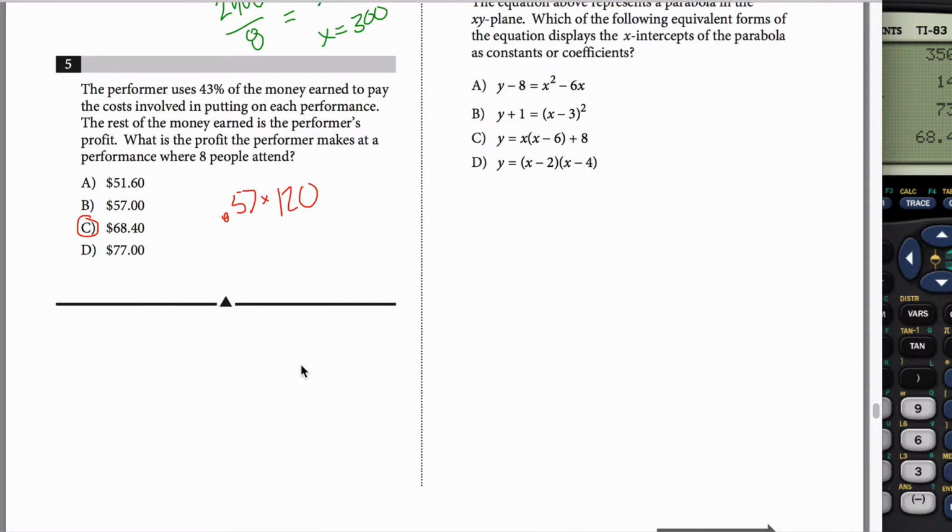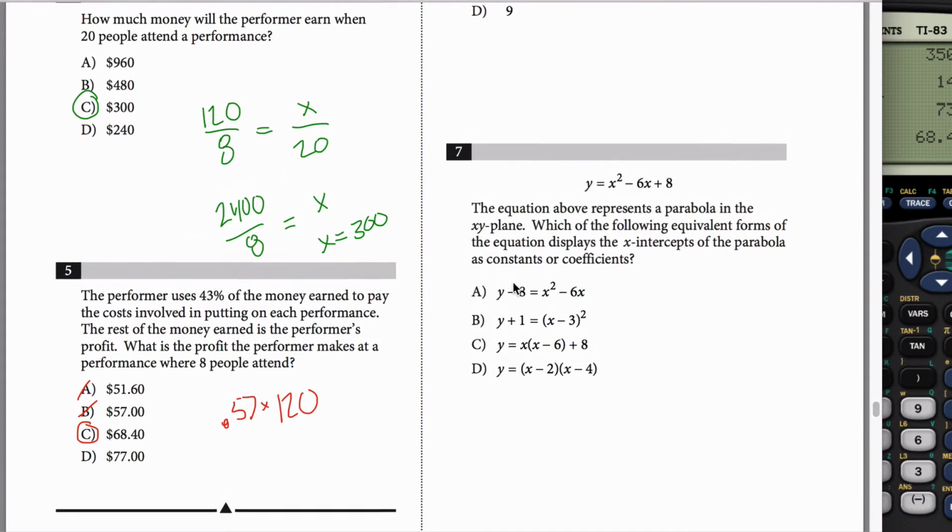You could have eliminated a few of these right off the bat. 57% is more than 50%. 50% of 120 is 60 bucks. So she's going to make more than 60 bucks. She's not getting this one or this one. So it must be one of these two solutions. Even if you couldn't do this calculation, I don't know why you wouldn't be able to, at least you can narrow it down.